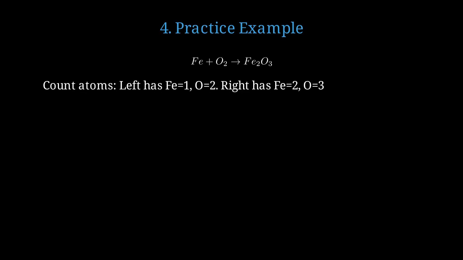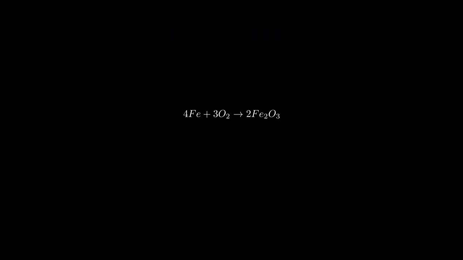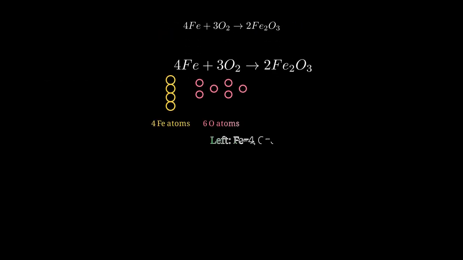Let's work through another example to reinforce these steps. Balance the equation for iron reacting with oxygen to form iron oxide. Counting atoms, the left side has 1 iron and 2 oxygen, while the right has 2 iron and 3 oxygen. To balance, we need 4 iron atoms, 3 oxygen molecules, producing 2 iron oxide units. This gives us 4 iron atoms and 6 oxygen atoms on both sides, making the equation balanced.